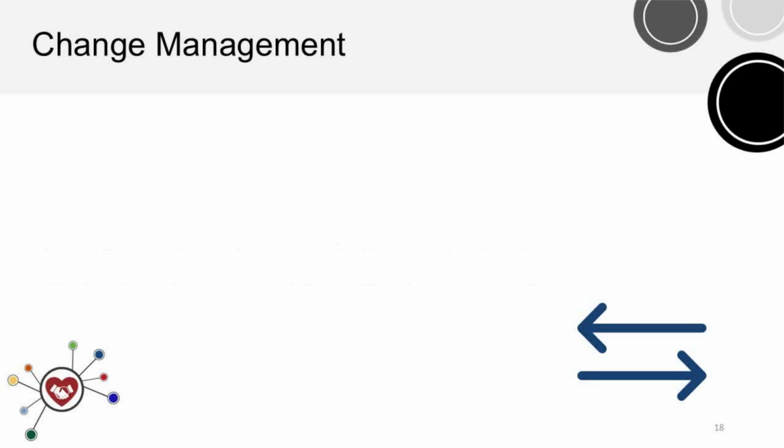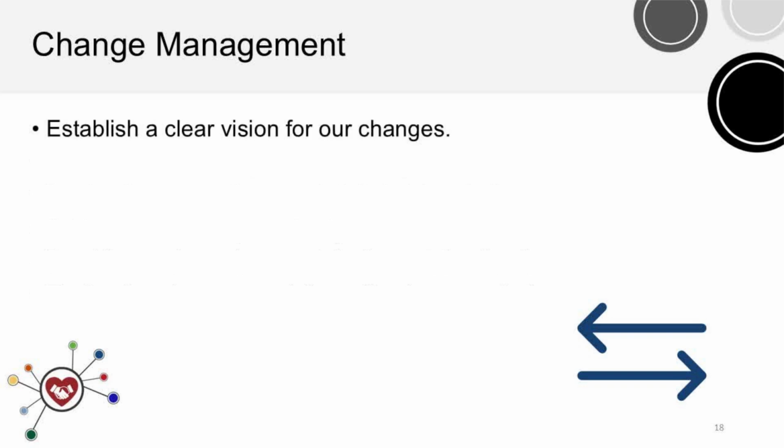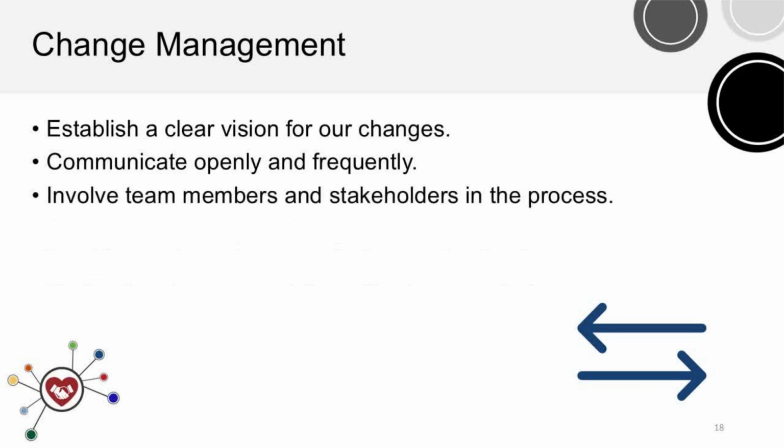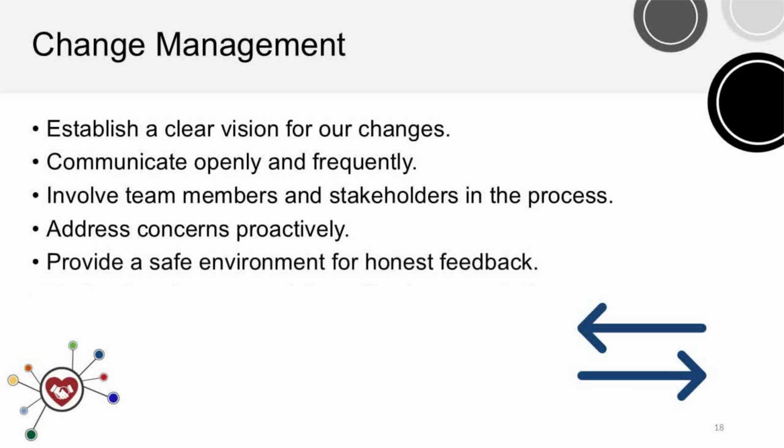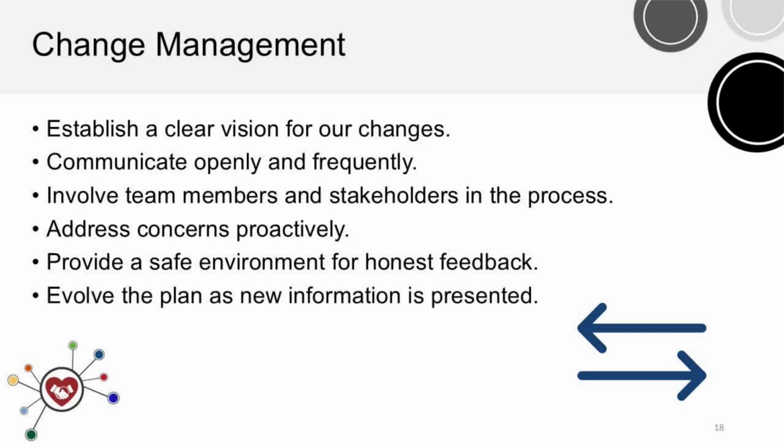There are things we can do to help prepare our team for our changes. Establish a clear vision for our changes, including the value to the organization, the employees, and the patients. Communicate openly and frequently about the change process, and what might be expected. Involve team members and stakeholders in the process. Address concerns that arise proactively. Provide a safe environment for honest feedback. And don't hold on to changes or concepts if the data or experiences provide unexpected results. Allow the design and plan to evolve as new information is presented.